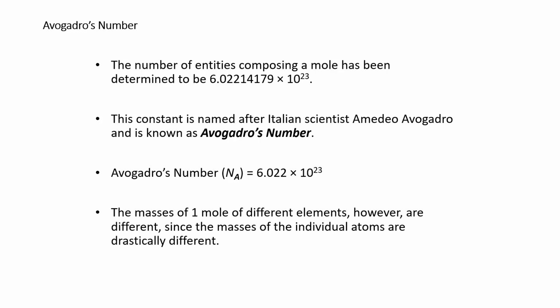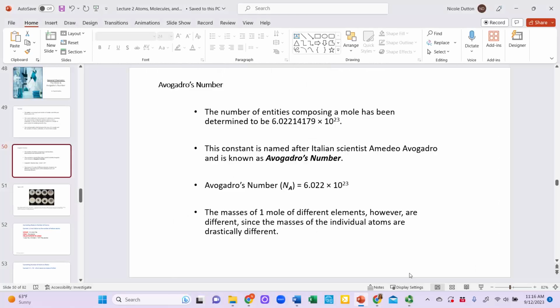So the masses of one mole of different elements are different, though, because masses of individual atoms are drastically different. So if I want to compare a dozen eggs to a dozen chickens, obviously the dozen chickens are going to have a greater mass. Similarly, if I want to compare a mole of carbon to a mole of nitrogen, they're going to have different masses. Now, how do we determine the mass? How do we know what mass this is?